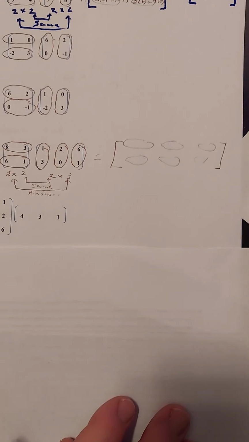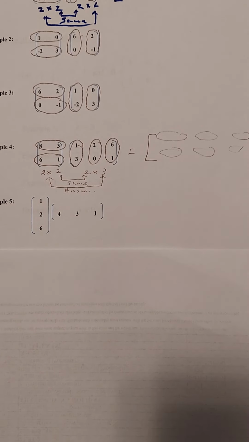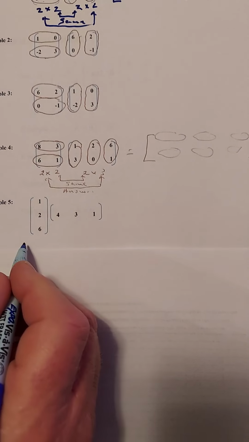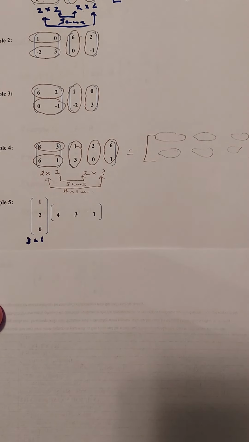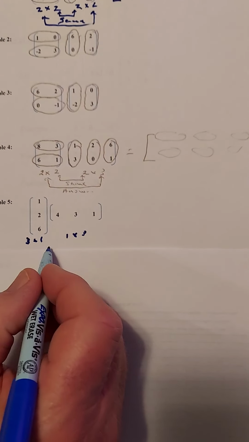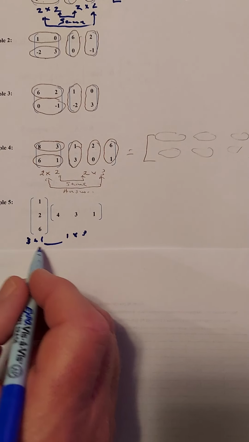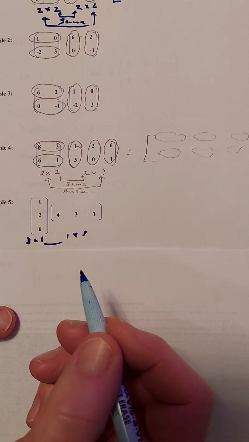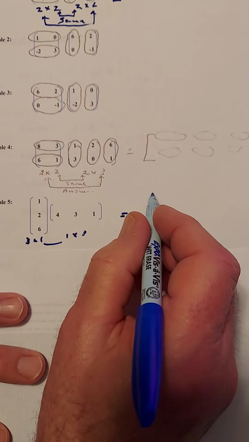Okay, let's look at example 5. Can we do this one? This is a 3 by 1 and a 1 by 3. Can you do those? Are the inside two the same? Yes. Your answer is going to be 3 by 3. Okay, I'm going to put this answer over here. We can do this.